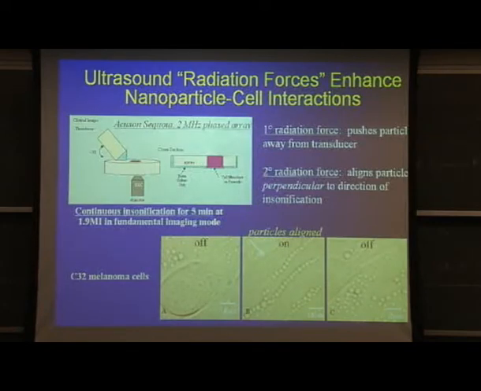The force it exerts on particles will push them away from the transducer. This is the primary radiation force. And the secondary radiation force aligns particles perpendicular to the direction of insonification. So to show you what happens with our nanoparticles, here are C32 melanoma cells in a petri dish, and the transducer, this is a regular imaging transducer, by the way, so nothing fancy about this. So when you turn this on, the force causes the particles to move away from the transducer, which is here, and to line up like this. They kind of stick together. When you turn it off, things go back to normal.